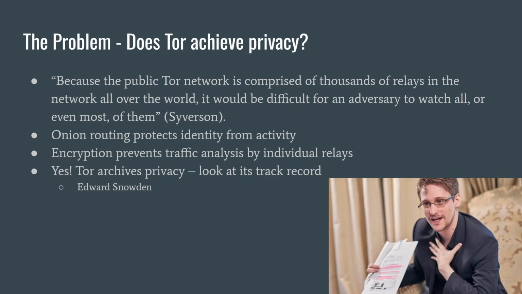Encryption prevents traffic analysis by the individual relay. So obviously, again, each relay can only decrypt what the other relay sent, and it can't decrypt the entire message. And reputation-wise, Tor does achieve privacy. If you look at its track record with Edward Snowden, he used Tor when leaking NSA documents, but then he chose to publicly reveal himself because he would be found out sooner or later, as he was an insider with access privileges to that information that he leaked.